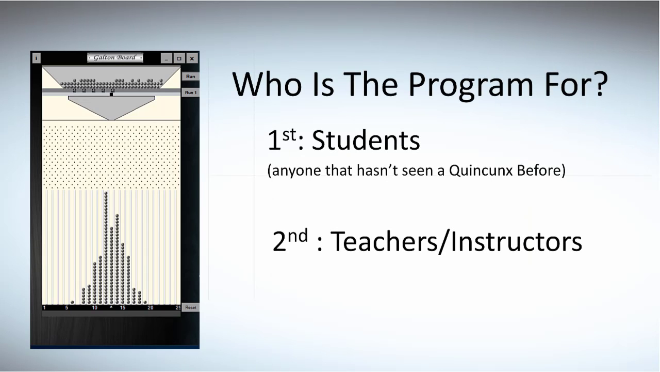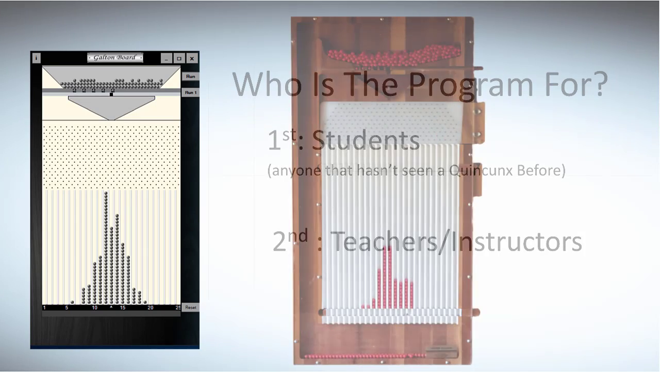When writing a program like this, one of the first questions you ask yourself is, who is this program going to be for? In this case, the program is primarily going to be for students, and I'm defining a student as anyone that hasn't seen a Quincunx before. And then the secondary people are the teachers and instructors, anybody that's going to teach a student how to use a Quincunx.